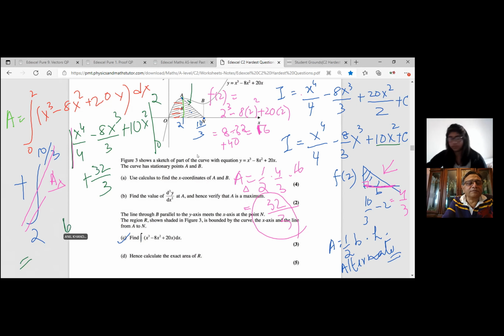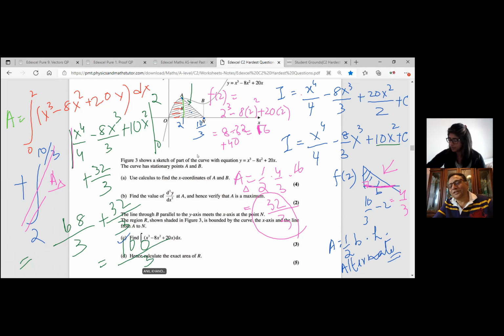68 over 3. Total area or that area? Just the area of the... okay, so we'll add these two. So we'll add 68 over 3 plus 32 over 3. What do you get? 100 over 3. Wow, what a number. So good. So that is the answer for this particular question. We say we got this area as 100 over 3 square units.